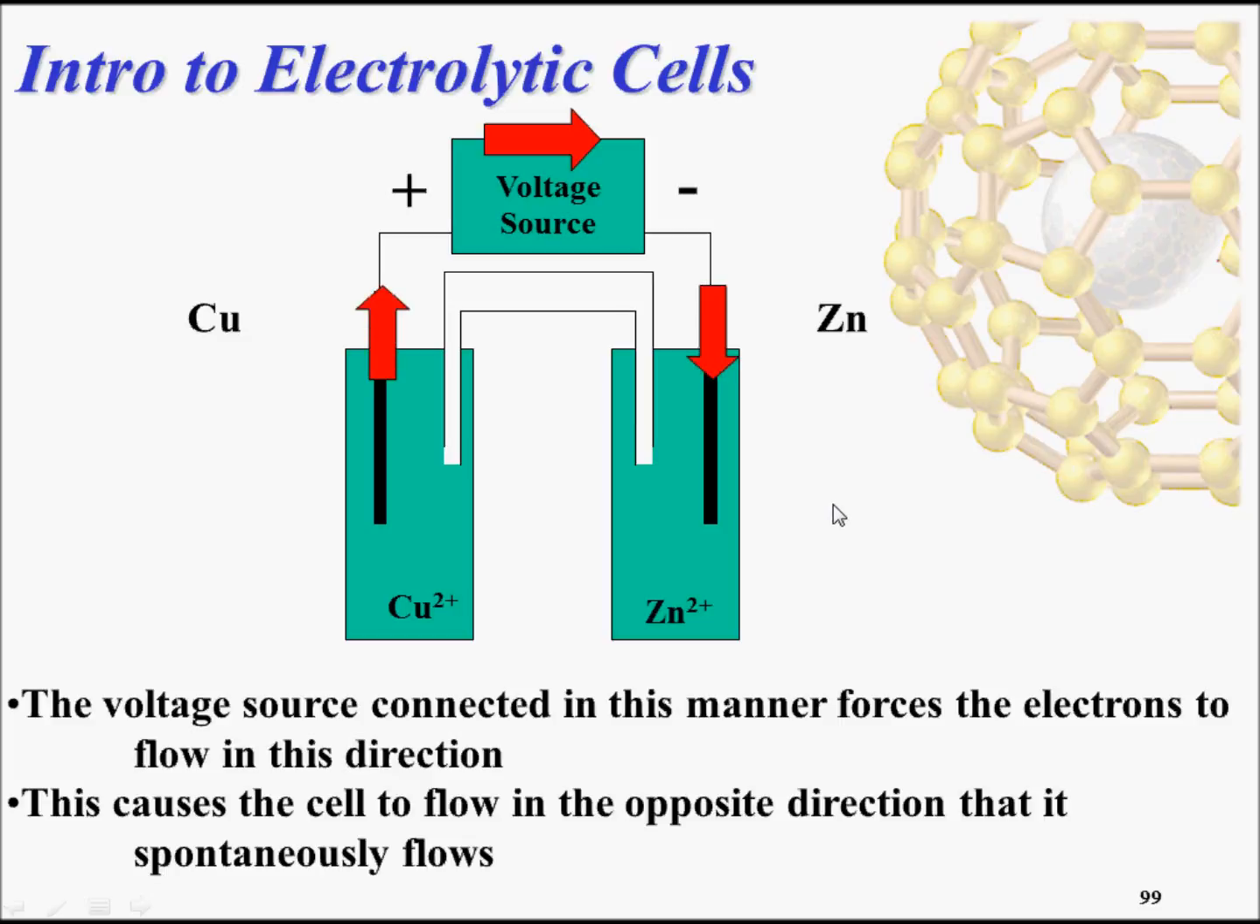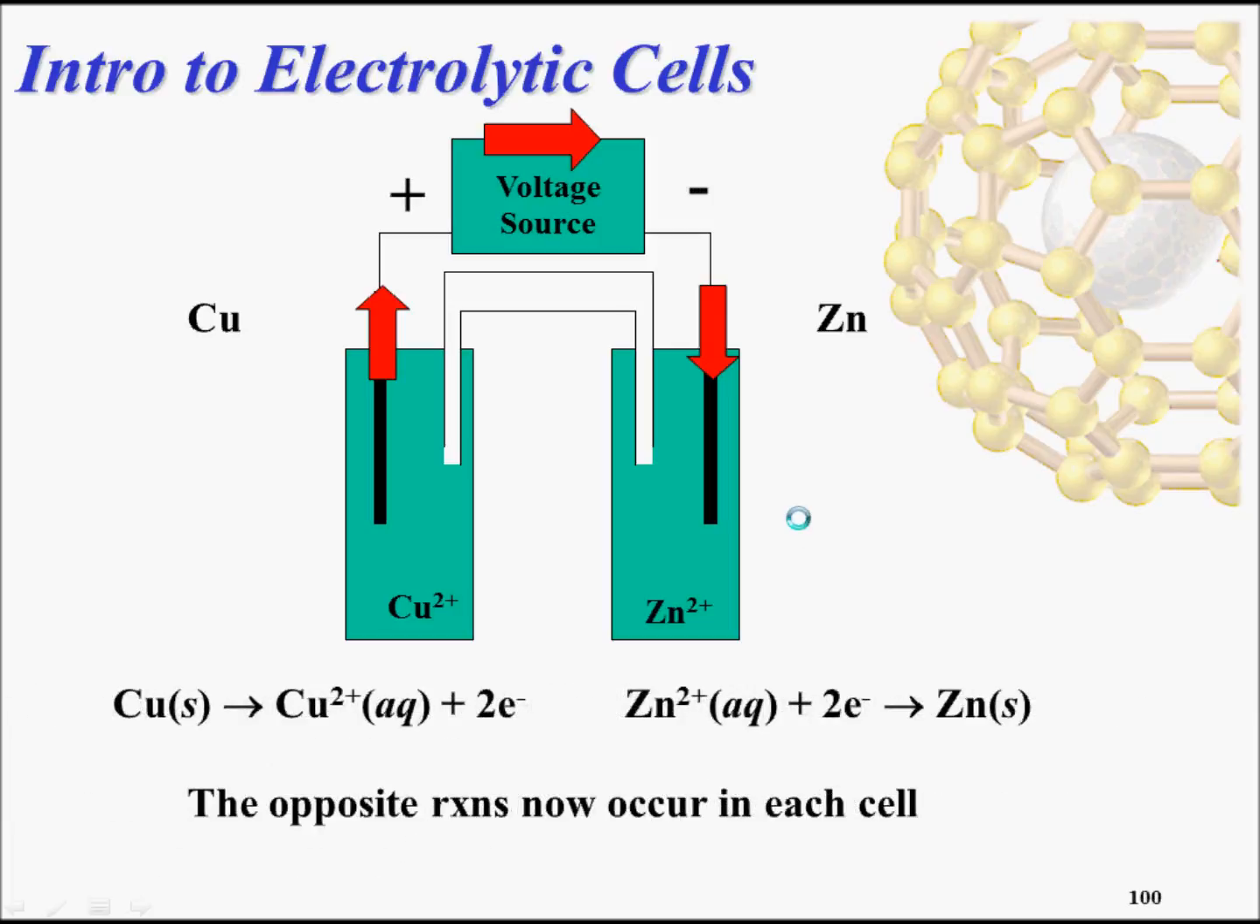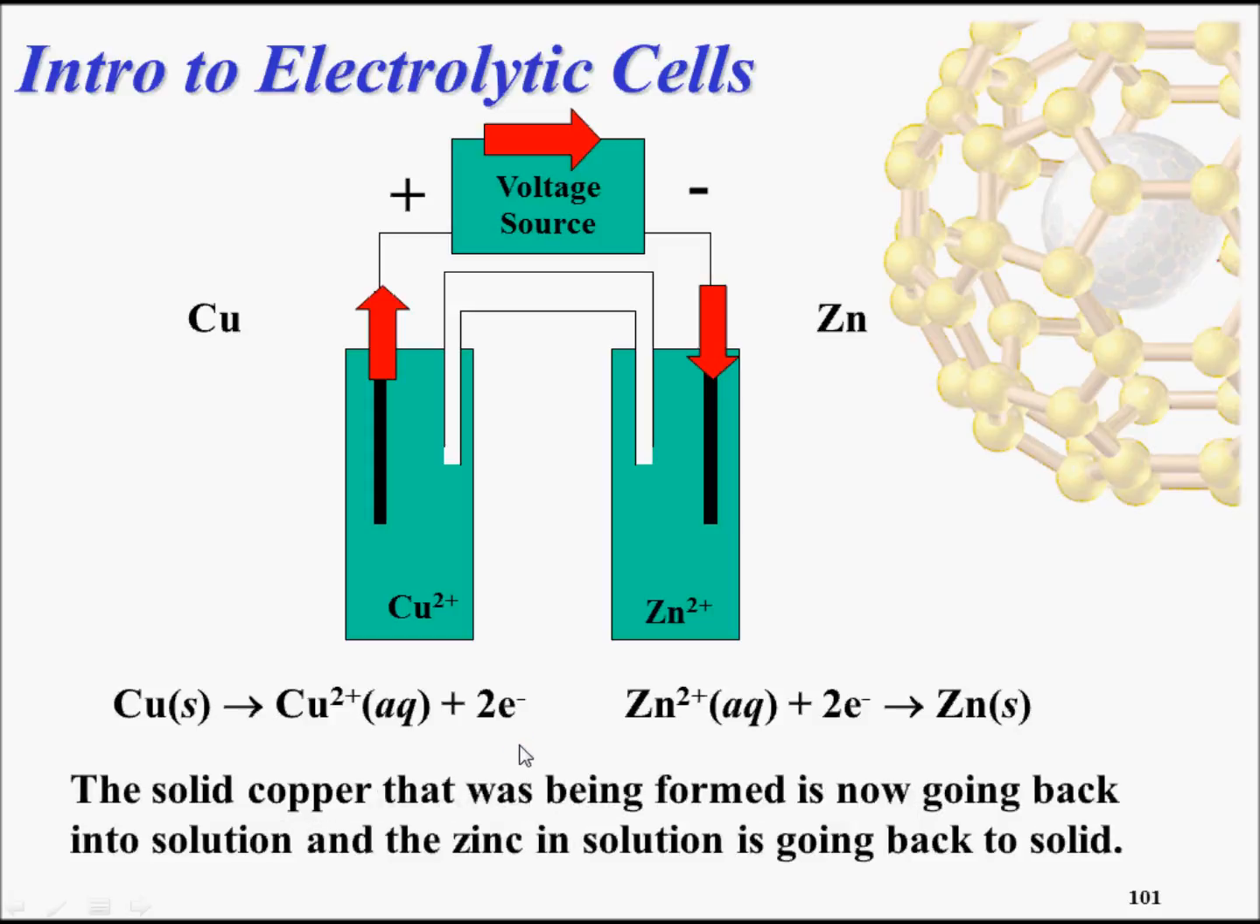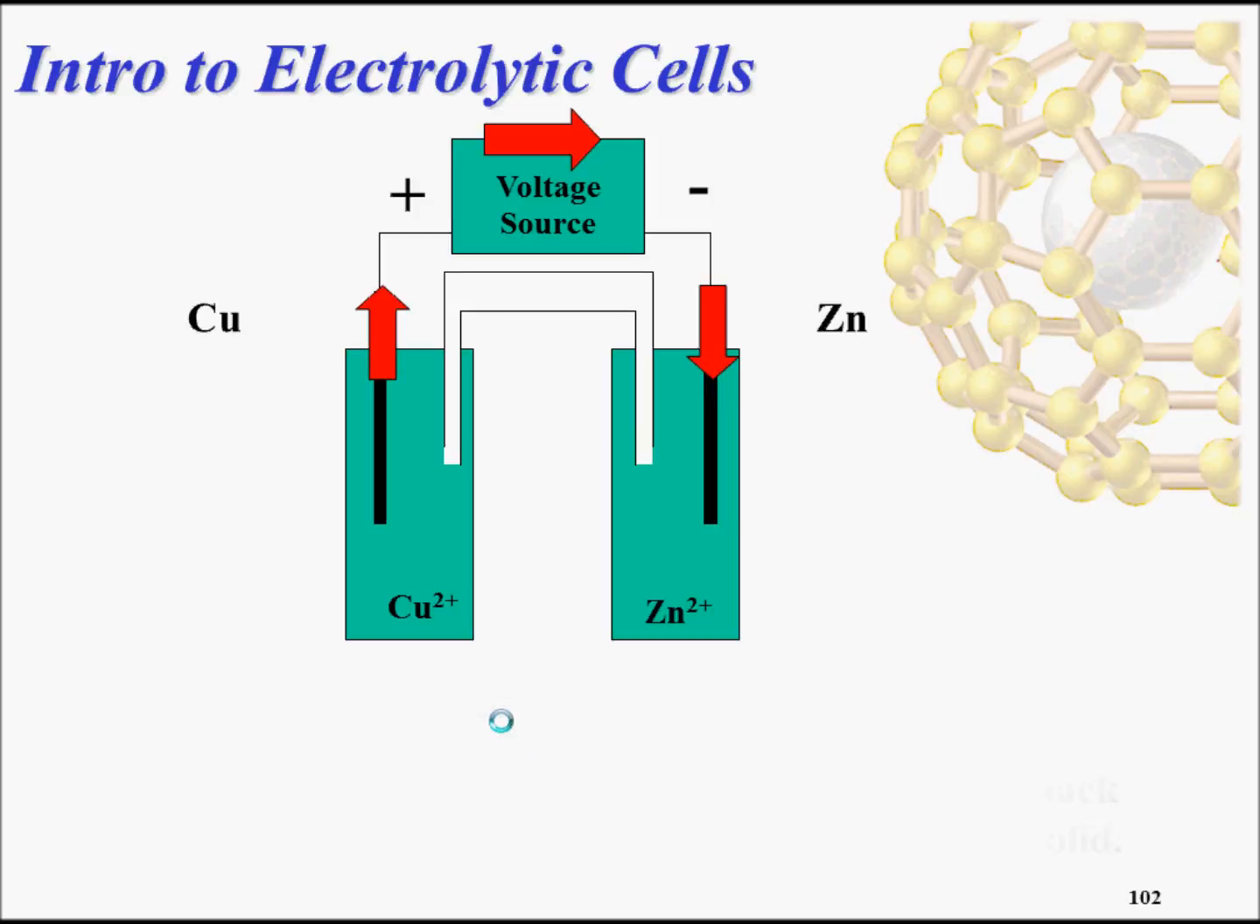Then it spontaneously would go. So we could force the electrons to flow this way. That means we'd actually have the opposite reactions occurring in each cell. So instead of copper being reduced and gaining an electron, by applying this voltage source we could force it to lose the electron. We'd have the reverse things happening. Now the solid copper is going to go back into solution, and the zinc is going to go back into solid. So this would be what we call an electrolytic cell.